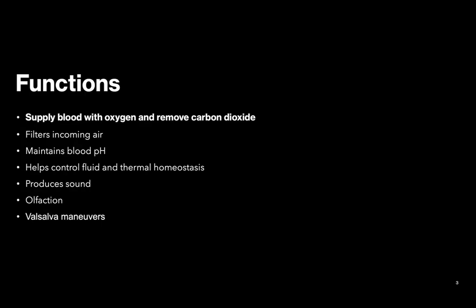And it's also going to maintain your blood pH. So, carbon dioxide is considered a volatile acid. By removing carbon dioxide, we're actually maintaining homeostasis within the blood in terms of your pH levels. Also, the respiratory system helps control fluid and thermal homeostasis, right? Making sure that your body temperature is regulated.